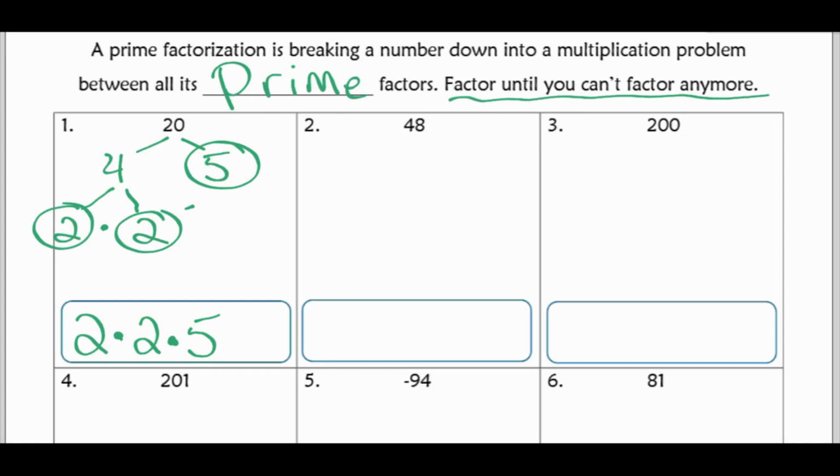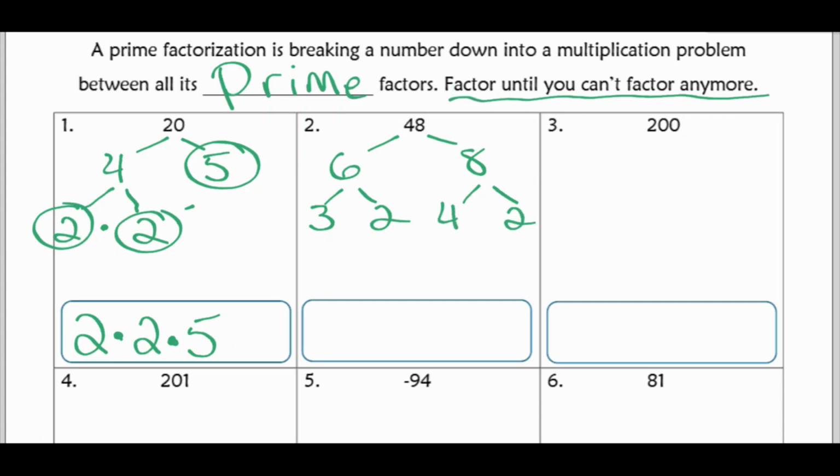Same exact thing on the next one. I'm going to try to break down as much as possible. I see it's an even number, so I know 2 will divide it, but I also know some bigger numbers that will divide that, like 6 and 8. 6 is not prime. I can break that down into 3 and 2. 8 is not prime. I can break that down into 4 and 2.